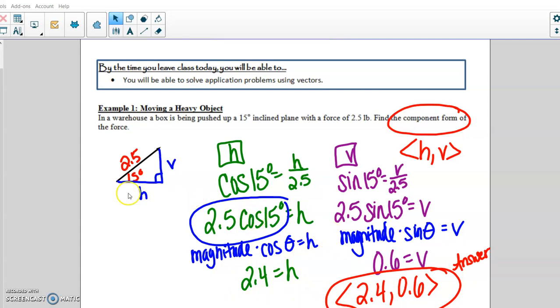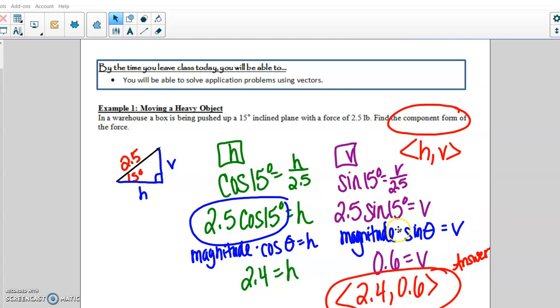Our vertical component, that's opposite our angle. And again, we know our hypotenuse is 2.5, so we could use sine. So we can set up this equation. Sine of 15 equals my opposite side, which is the vertical component, over the hypotenuse, which is 2.5. Cross multiply. So in your calculator, type 2.5 times sine 15. You should get 0.6. And again, in blue here, this will always work as a shortcut.